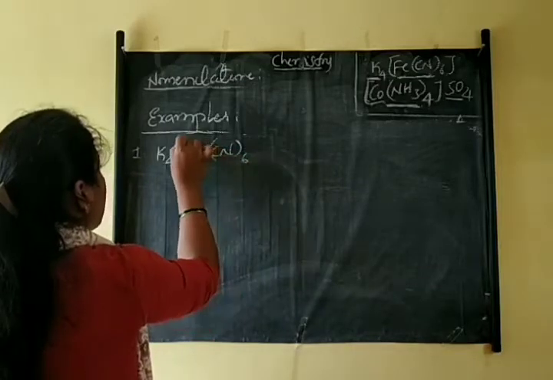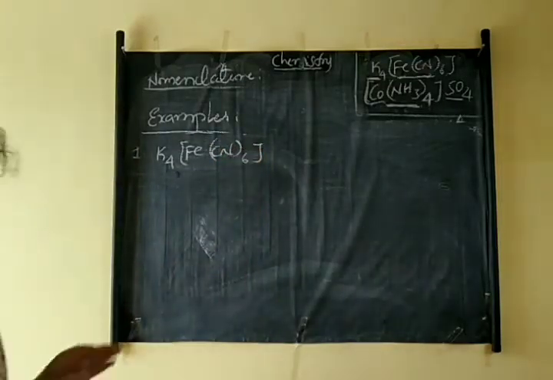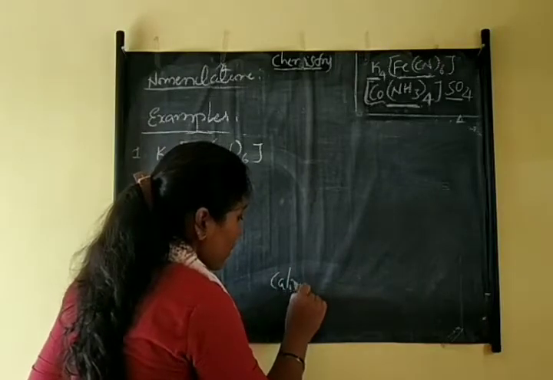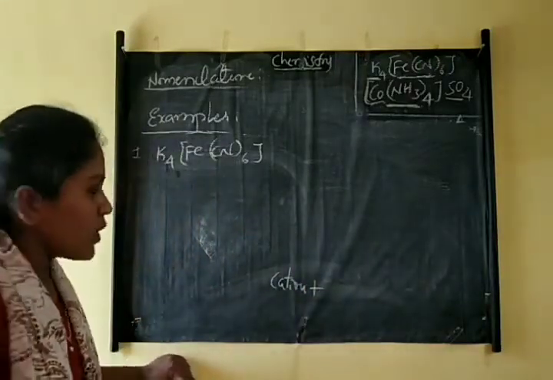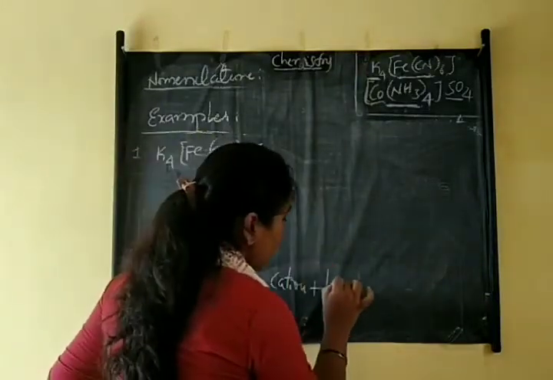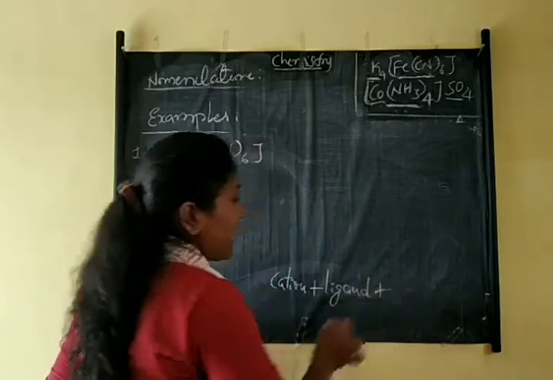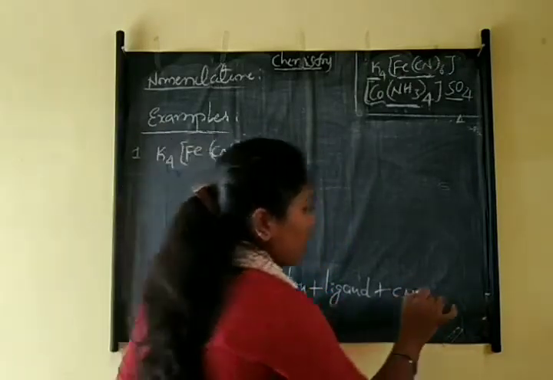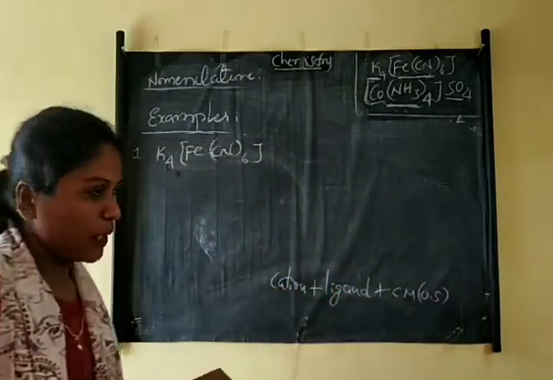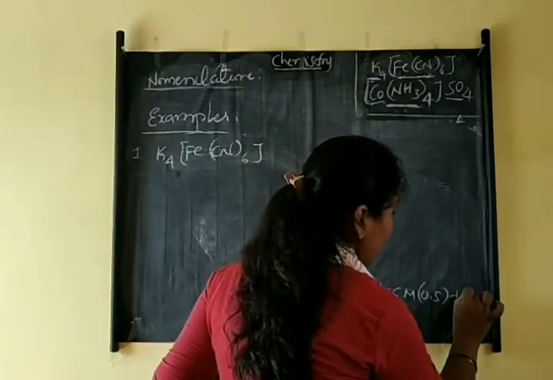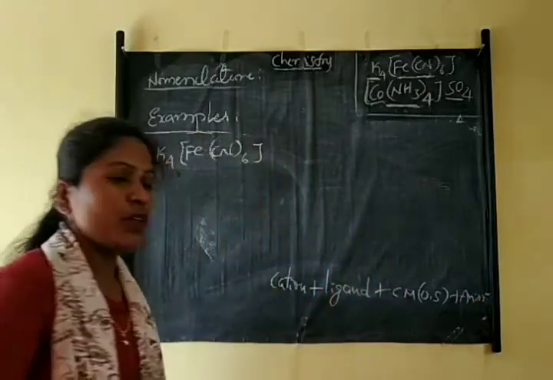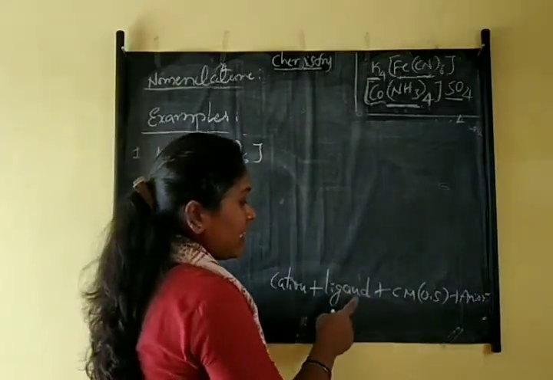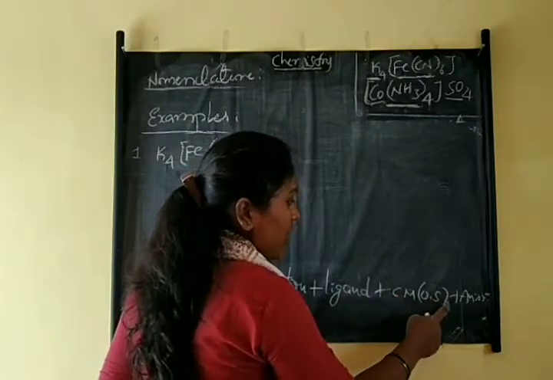First I will explain the trick to naming, and then we will name the example. First we name the cation, then the ligands, then the central metal atom and its oxidation state, and at last the anion. So these are the tricks to name a coordination compound.